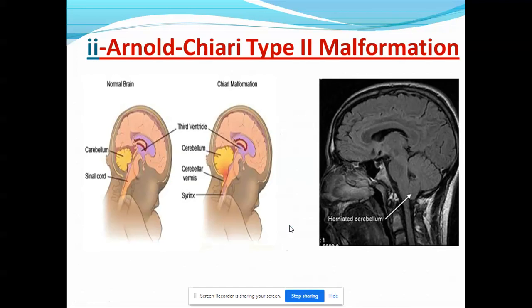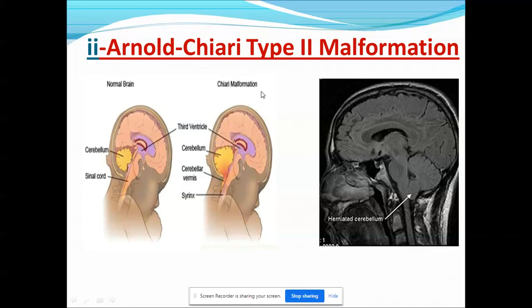So in Arnold-Chiari malformation, you can see the herniated cerebellum here. This is seen in the MRI image. This is the herniated cerebellum. Now see, this is the normal brain. Here we have the cerebellum and the spinal cord. In Arnold-Chiari malformation, the cerebellum is there but it is swollen. In the third ventricle, you can see there is some swelling. Then the cerebellar vermis will get affected.